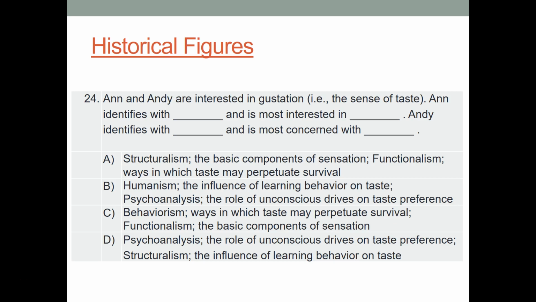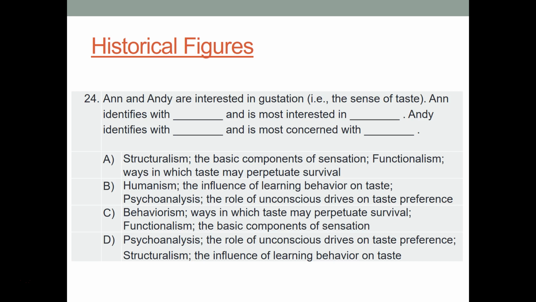So if we take a look at the first option, Anne identifies with structuralism and is most concerned with the basic components of sensation. Andy identifies with functionalism and is most concerned with the ways in which taste may perpetuate survival. This sounds like a good option to me. We know that structuralism was interested in identifying the basic components of mental processes, functionalism with how psychological processes perpetuate survival. So A is sounding pretty good, but I'm going to go through and read the rest of these.